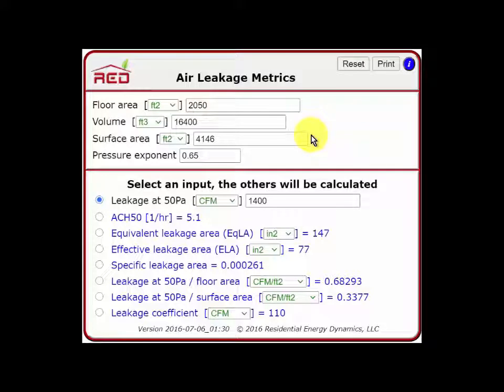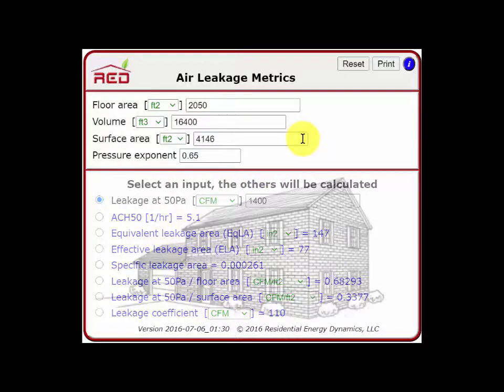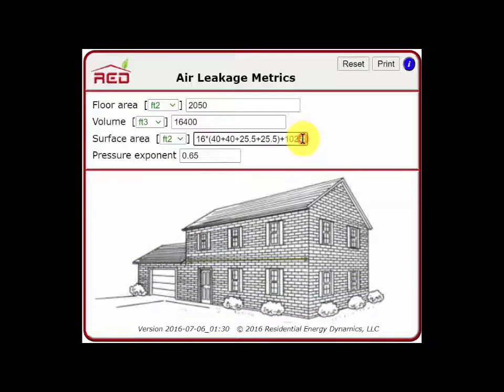Then for the surface area, which you only need, remember, for this metric down here, if you are interested in it, this is what Passive House uses for their air leakage metric. If we come back up here to surface area, I've used math on the fly here. What I've got is the one side of the house. The house is 40 feet by 25.5 feet.